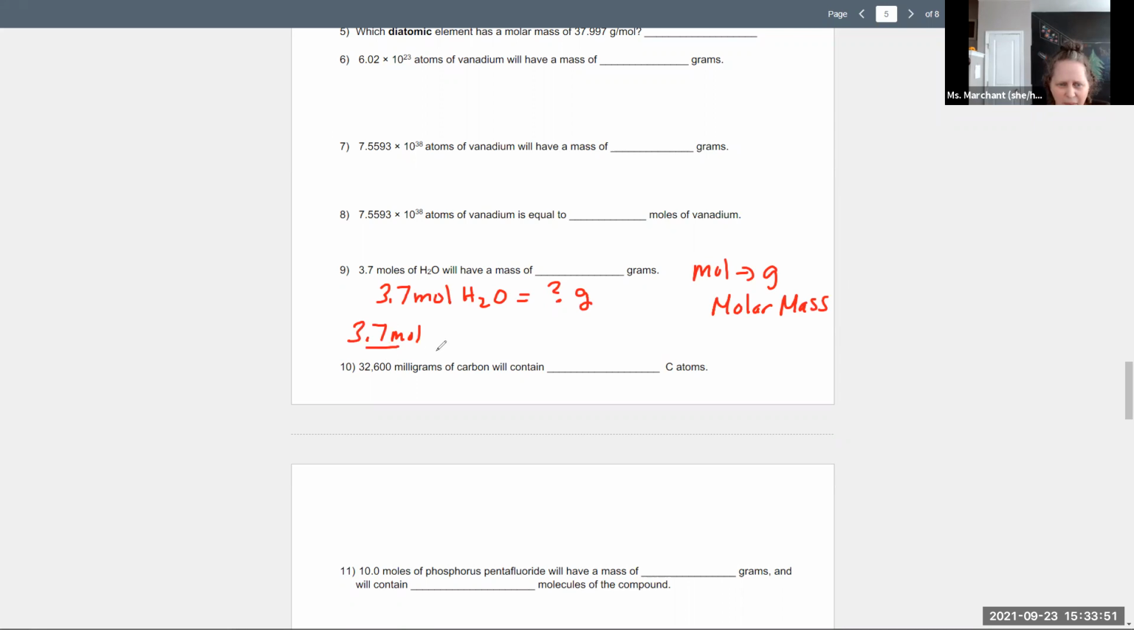3.7 moles over 1 times 1 arrow, 1 fraction bar. Moles is on the bottom, grams is on the top. Moles cancels. 18.01 grams in 1 mole of water. So what would it be in 3.7 moles of water? The calculator answer is 66.637 grams. Okay, but that's the calculator. Find out how many sig figs are here and round your answer to that many sig figs.